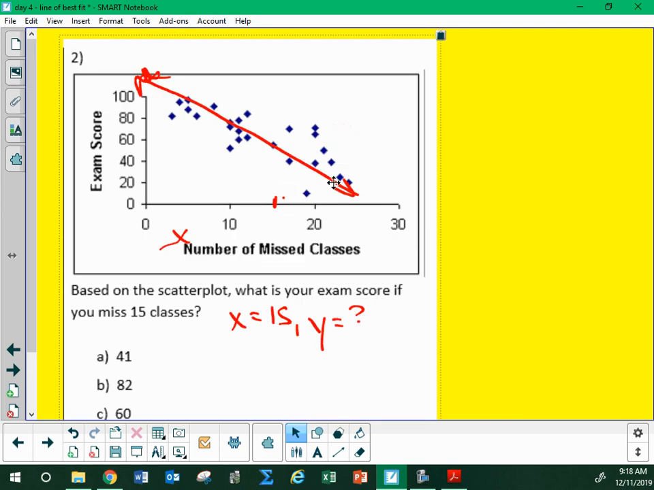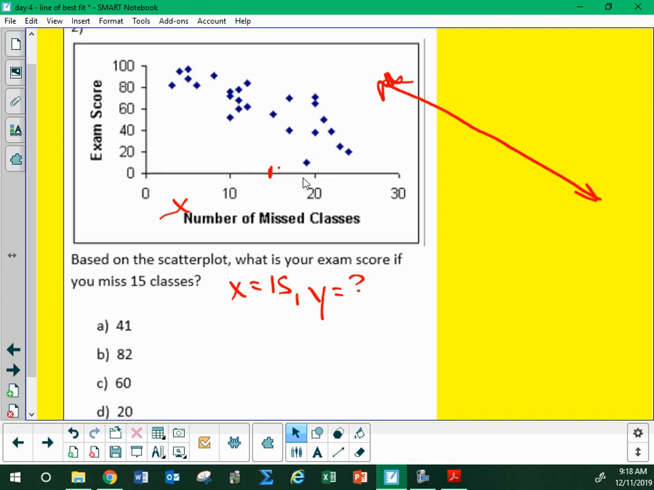So if we take a look, as we go up, kind of match it up on your graph. It might be easier for you to see it on your paper rather than me up here on the smart board. But x is 15, so about halfway in between here. Also C. Looks to be about 60-ish. 41 is a little low for it. 20 is definitely way too low. And 82 seems a little too high for it. So C. So I would go with C. Good.